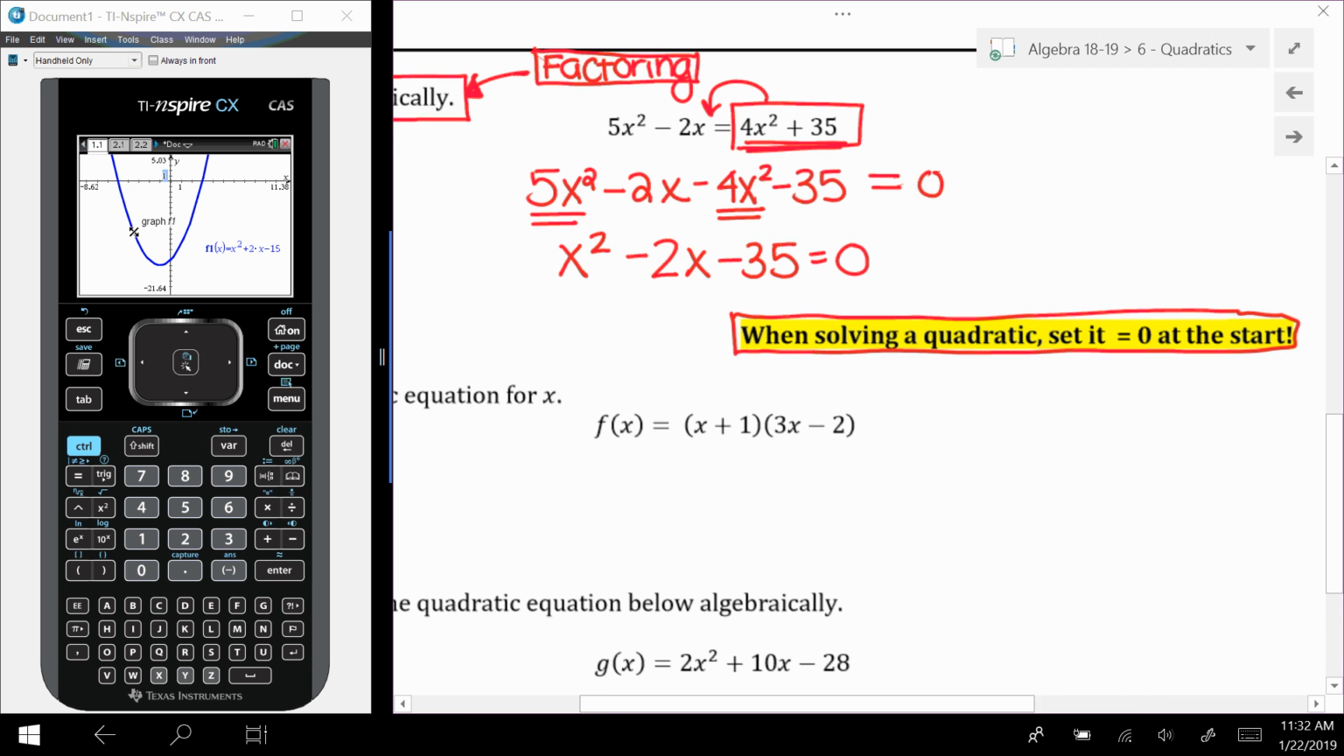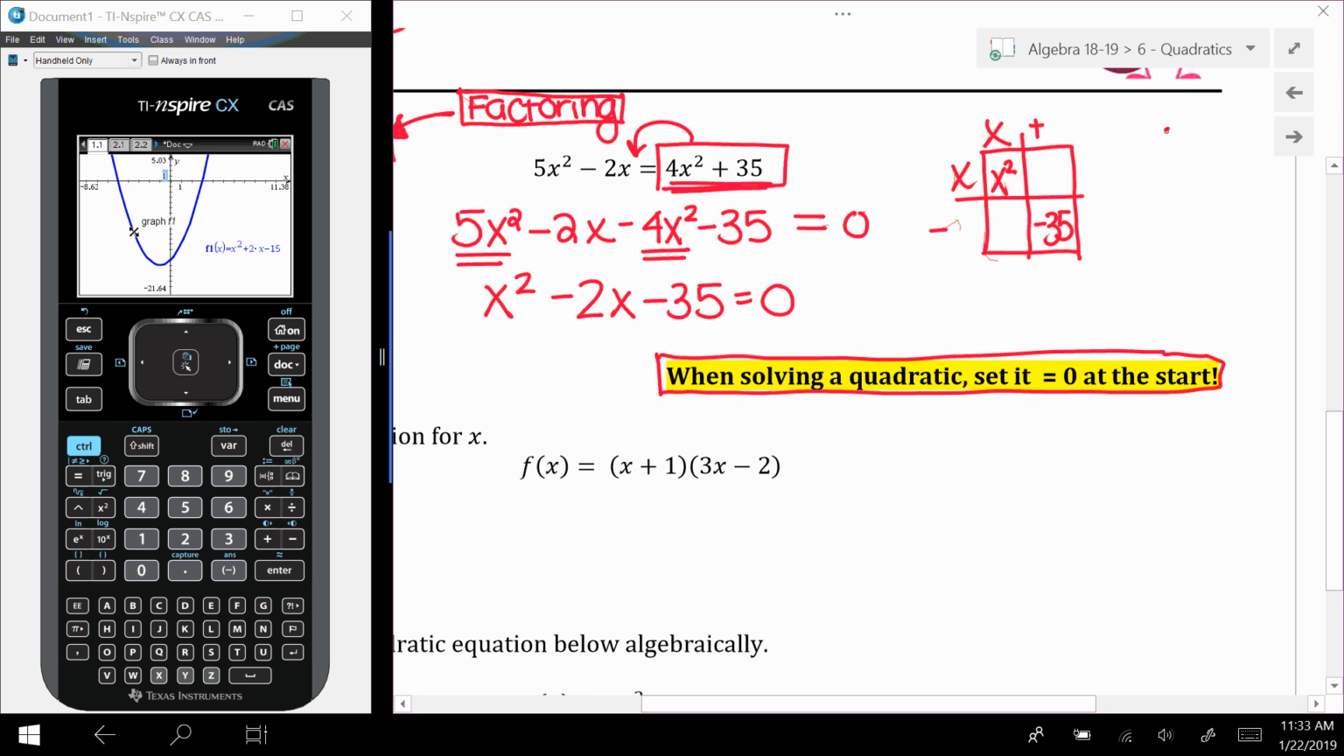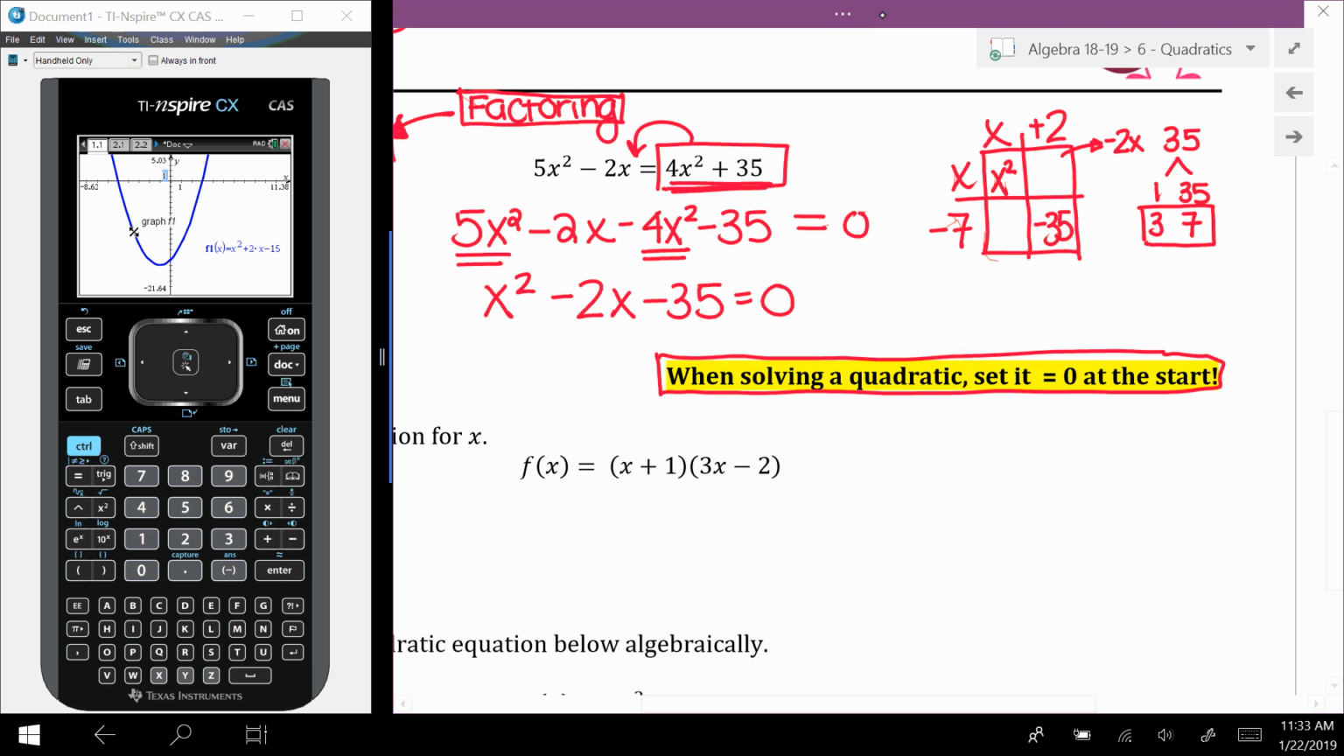I've got that equal to 0, so now I'm feeling nice, safe, and sound. I can set up my little box. The x squared goes in the top. The minus 35 goes in the bottom. Because that constant is negative, I know I'm going to have a plus-minus combo. Now I have to figure out the numbers. My options to multiply to 35 are 1 and 35 or 5 and 7. Since my goal is to get to negative 2x, I can combine 5 and 7 to get negative 2. That would be negative 7 plus positive 5.